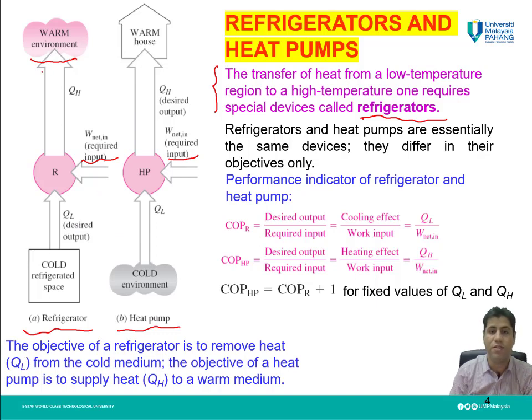In the refrigerator, we are going to cool down the inside of the refrigerator, but the heat pump, we use to increase the temperature of the house. Heat pump is a substitution for different types of heater, and heat pump can be used in some special cases.